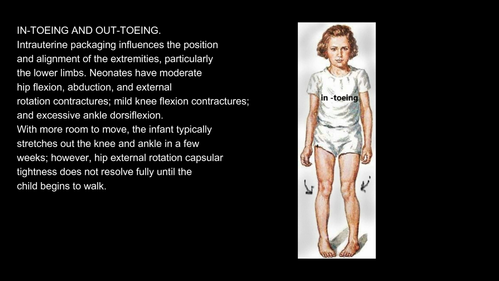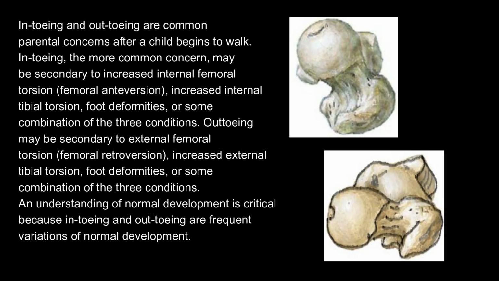Intrauterine packaging influences the position and alignment of the extremities, particularly the lower limbs. Neonates have moderate hip flexion, abduction, and external rotation contractures, mild knee flexion contractures, and excessive ankle dorsiflexion. With more room to move, the infant typically stretches out the knee and ankle in a few weeks. However, hip external rotation capsular tightness does not resolve fully until the child begins to walk. In-toeing and out-toeing are common parental concerns after a child begins to walk.